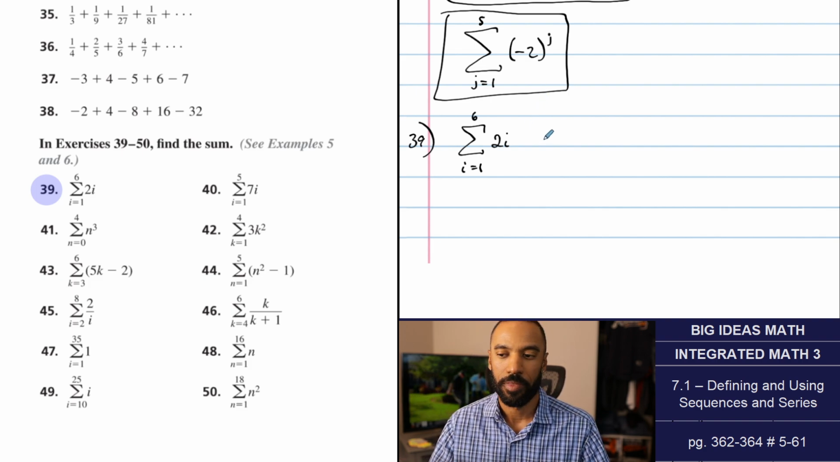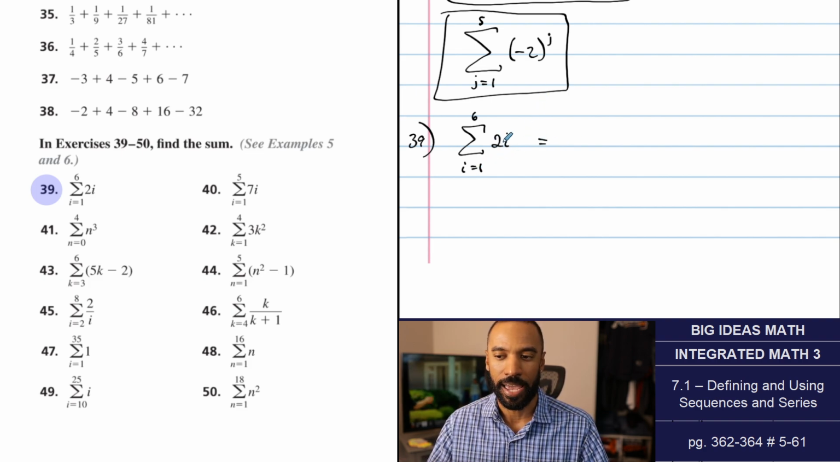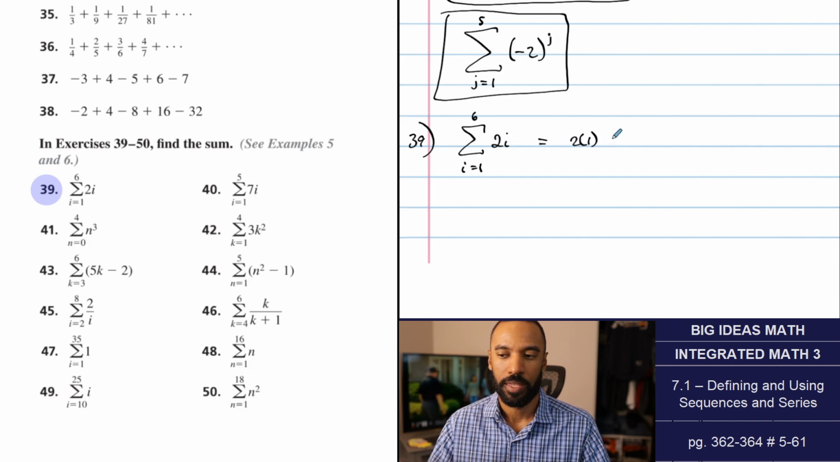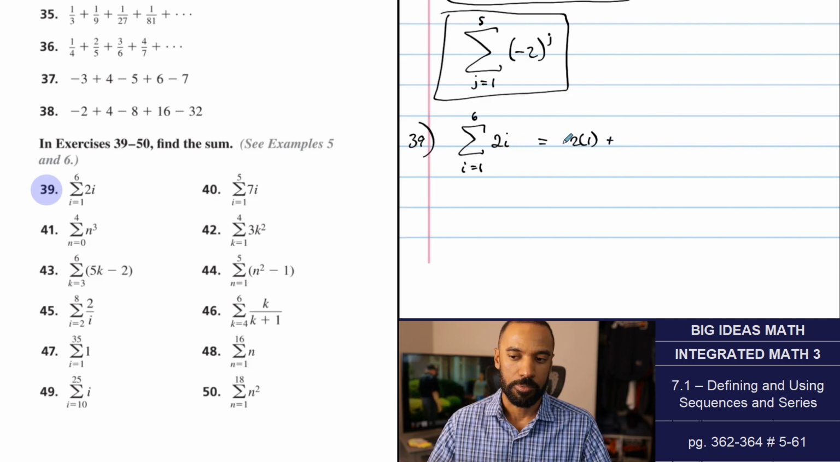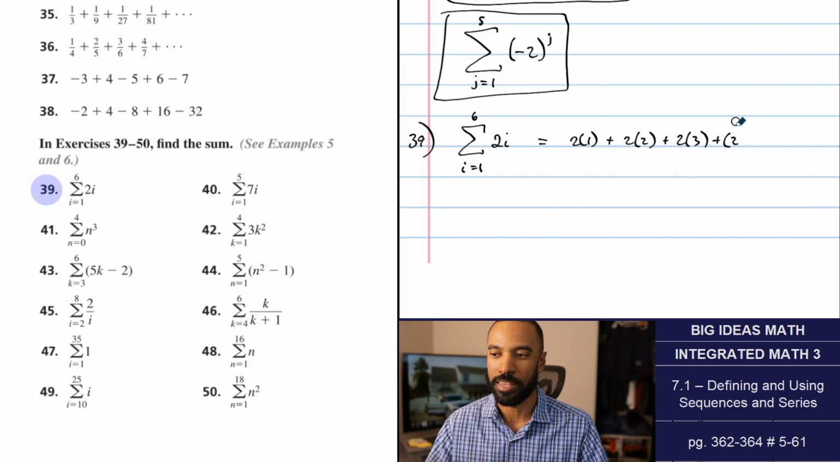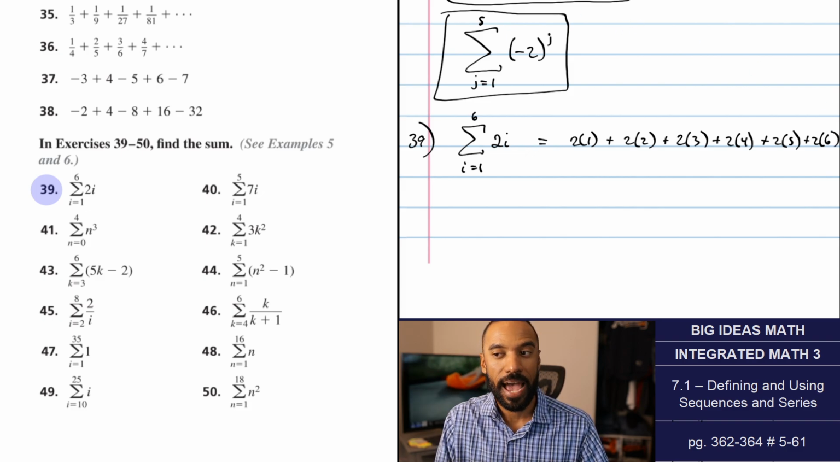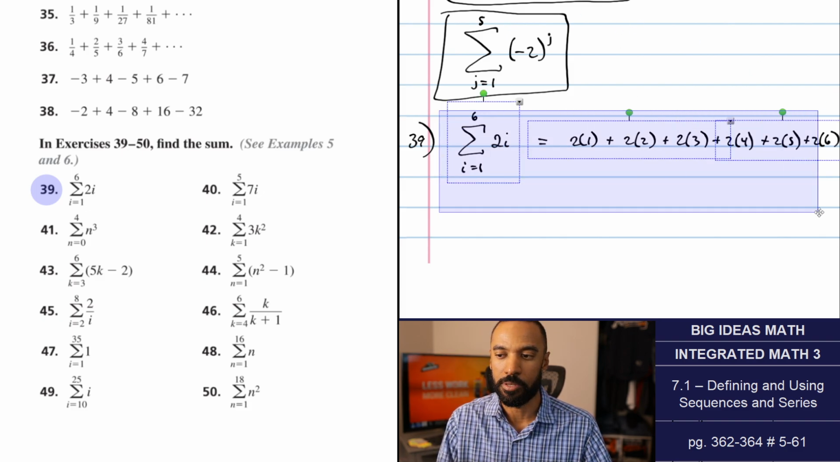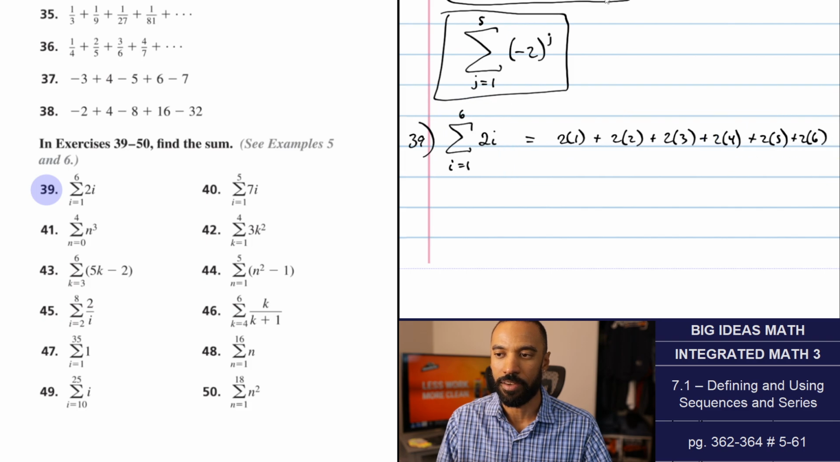So what are we going to do here? We're going to substitute 1 for I into this rule, 2 times 1. Then we're going to add substituting 2 for I, and we're going to do this until we get to 6. Substitute 3 for I, 4 for I, 5 for I, and 6 for I. And these are the first 6 terms of that sequence, from 1 to 6, substituting them in. Obviously, we have to compute them. And because it's a series, we're going to add them together. They said find the sum. Sum is series. And with that series, we evaluate.